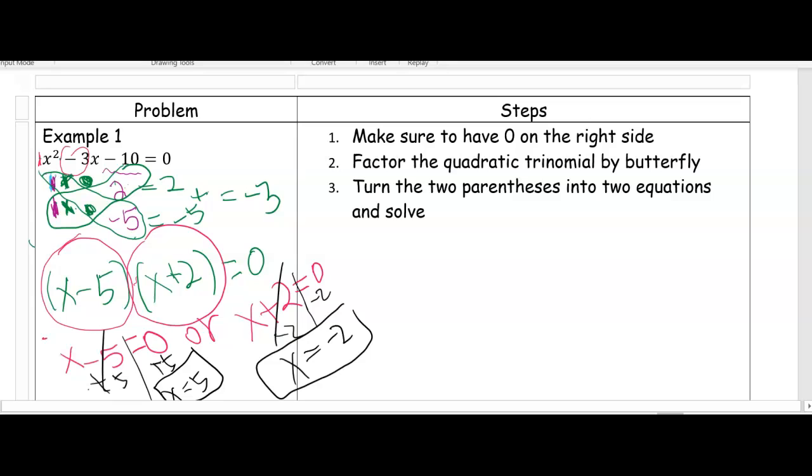Okay, so let's see what we're doing. First, butterfly or factor the trinomial. And when you get the two factors or the two parentheses, turn them into two little equations. Each of them equals 0. And then solve these two little equations to get two x values as your solutions. Okay. And be careful, this question is easy.